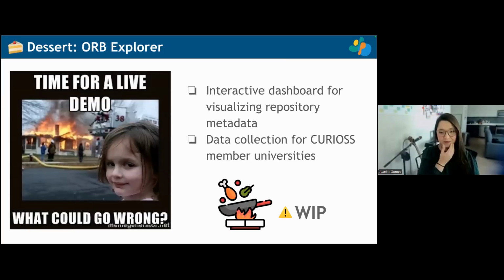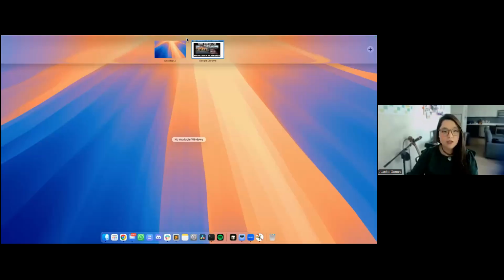Now, time for a demo. Using this data plus extra data that I collected for the Korea member universities, I built an interactive dashboard. The goal was to visualize some of this repository metadata. This is a work in progress, so it's a little bit unstable. It is very slow, and I'm definitely not a web developer or a designer, so it might not look as pretty. But hopefully we can all work together and make this more useful. So let me switch tabs.